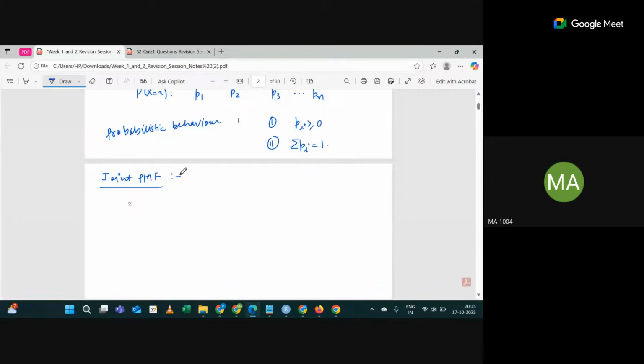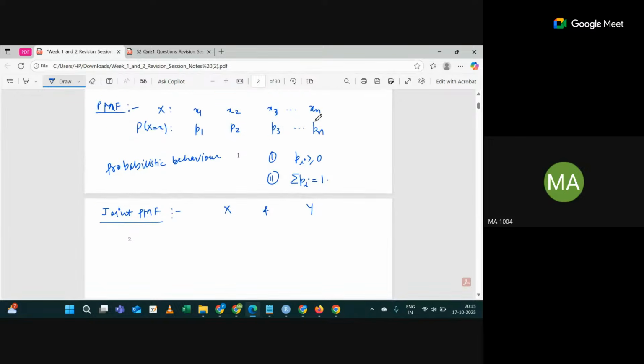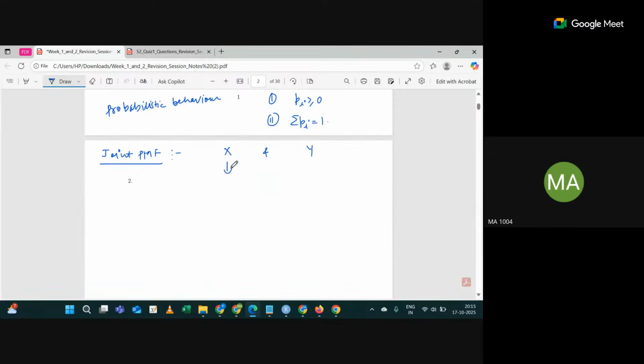So what is the joint PMF? Suppose you have two random variables, x and y. Here x1, x2, up to xn are the range of x, right? In the case of two random variables, for random variable x there is a range, which I denote as Tx in general. For y, suppose the range is Ty.